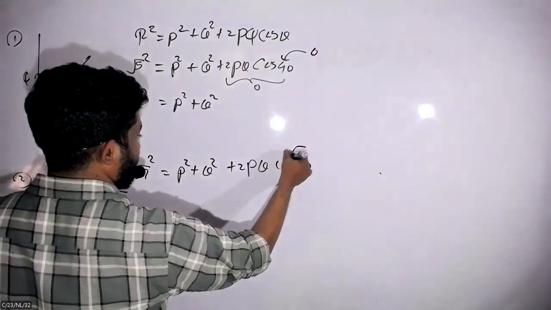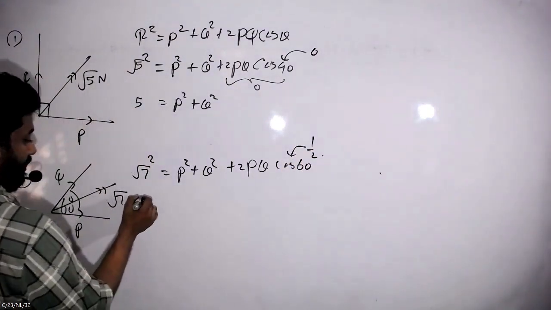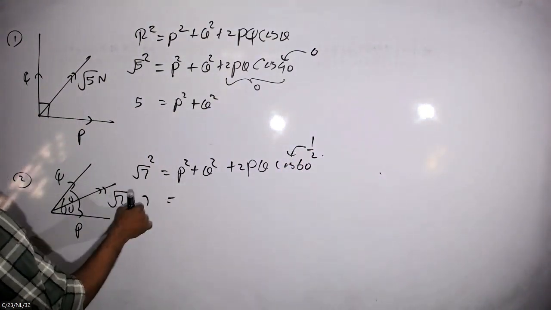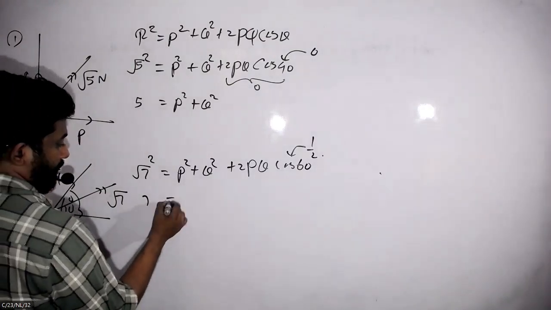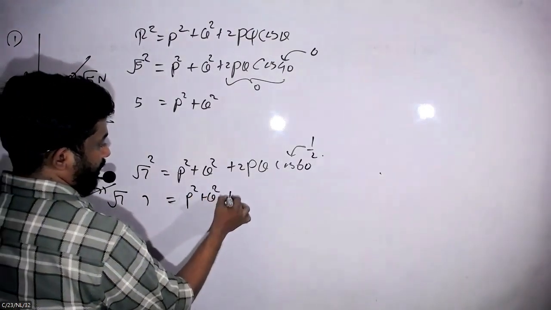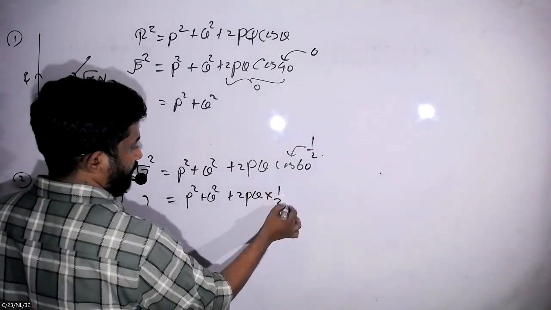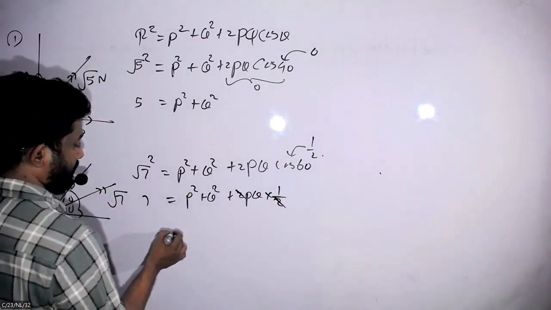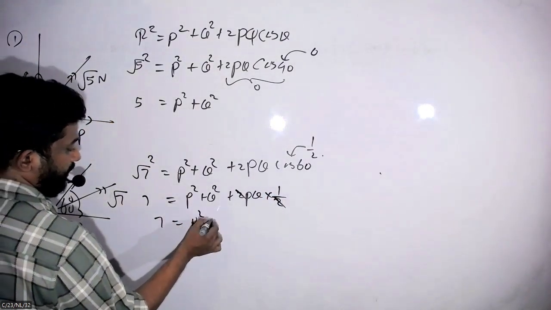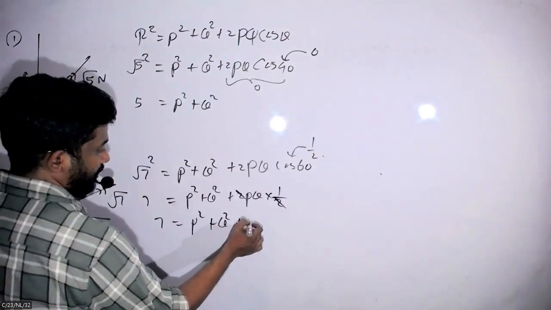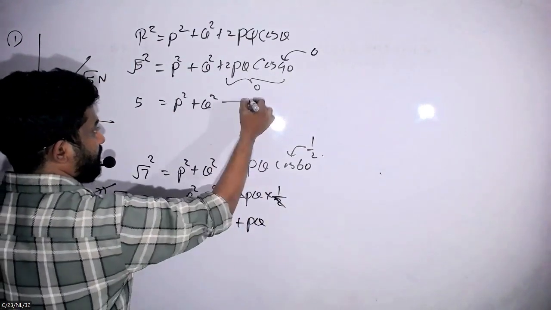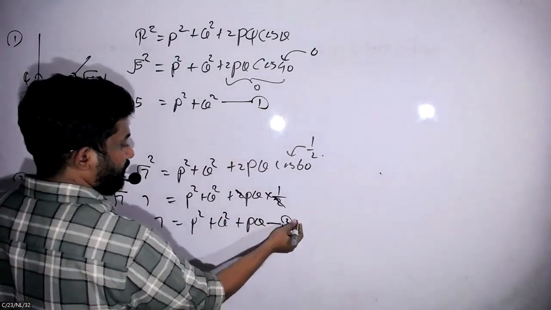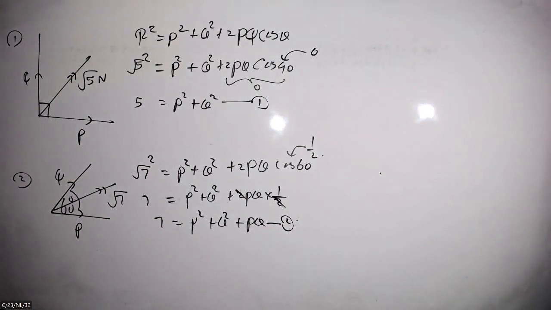Cos 60 is half, right? Then root 7 squared is 7, no? P squared plus q squared, 2pq half. Cancel out. Then 7 is equal to p squared plus q squared plus pq. This one is the first expression. This one is the second expression, right?